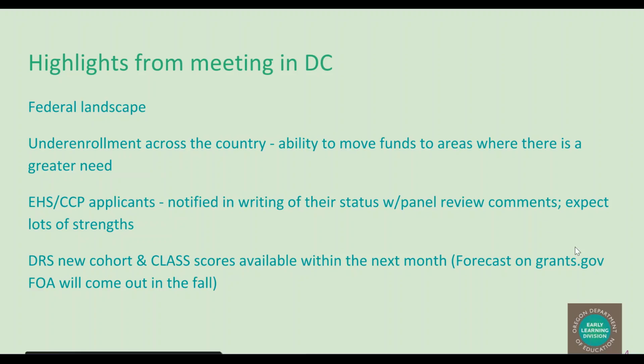That's good for everyone to be aware of: there is a challenge with filling slots, and one of the options on the table is to move those funds to where there is greater need, to support children and families who are on wait lists and needing services, so that Head Start as a whole is fully meeting its objectives and goals to be serving children and families in this country.